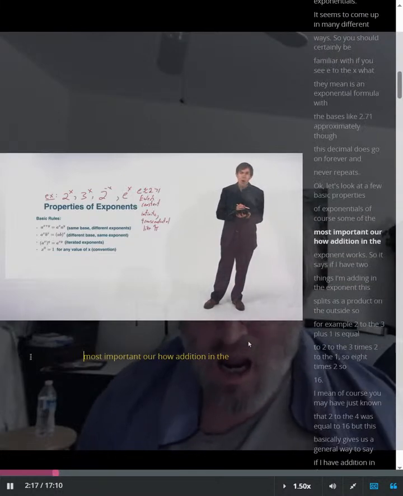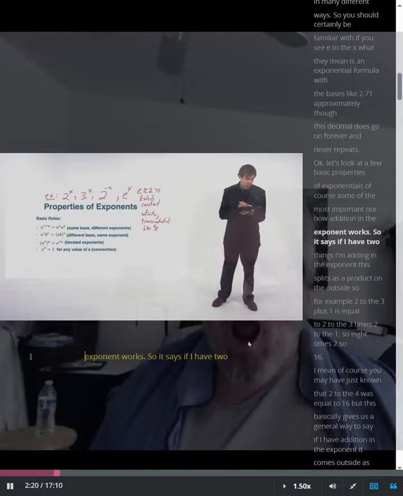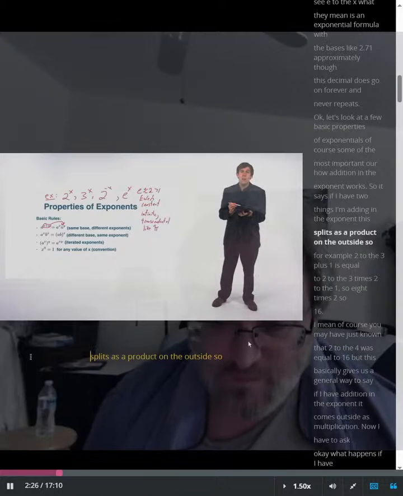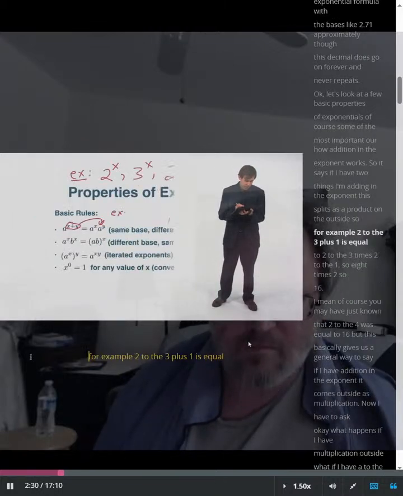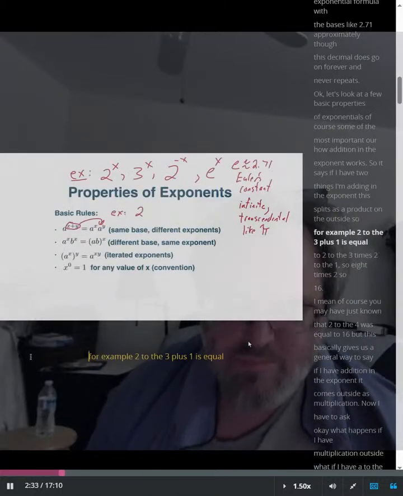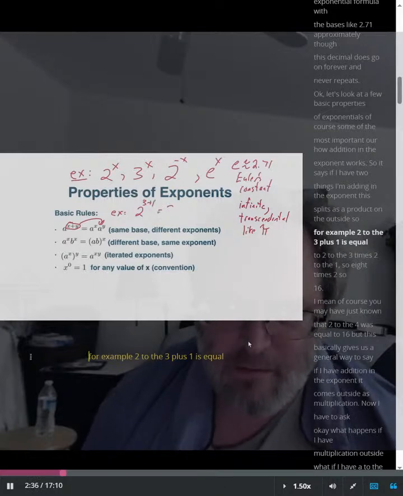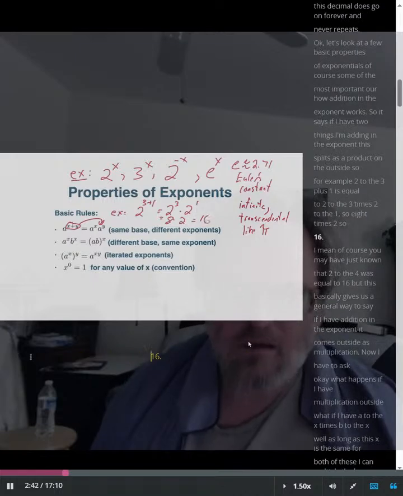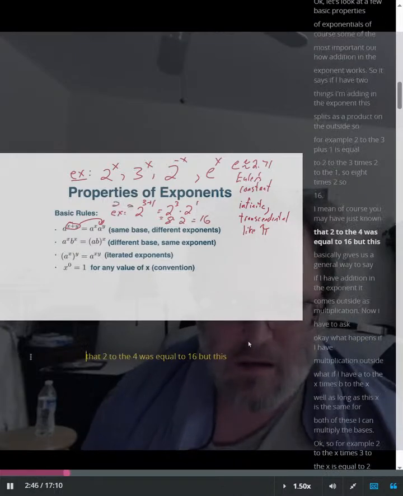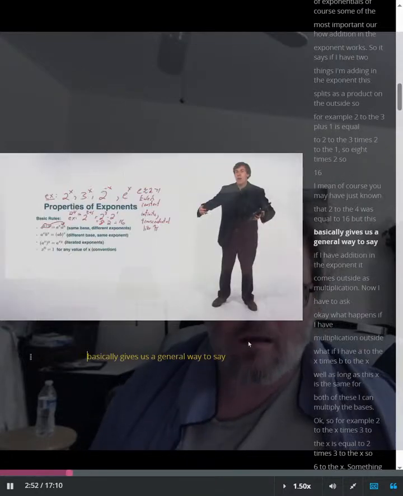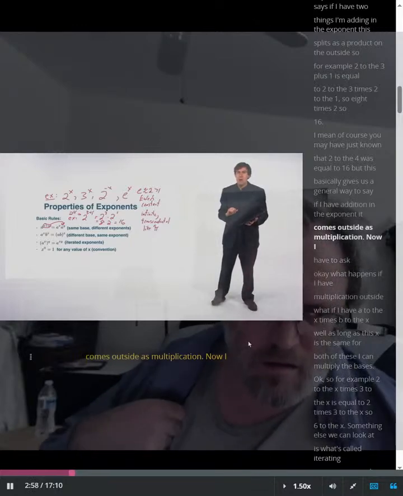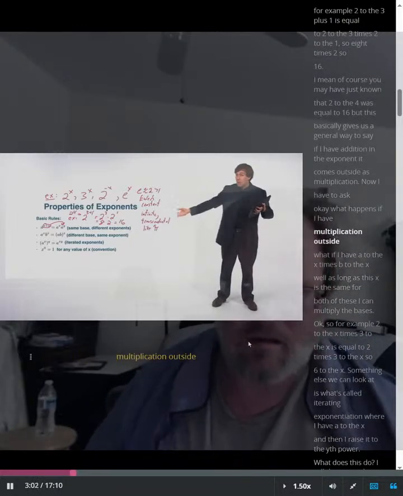Of course, some of the most important are how addition in the exponent works. If I have two things I'm adding in the exponent, this splits as a product on the outside. So for example, 2 to the 3 plus 1 is equal to 2 to the 3 times 2 to the 1. So 8 times 2, so 16. Of course, you may have just known that 2 to the 4 was equal to 16. But this gives us a general way to say if I have addition in the exponent, it comes outside as multiplication.